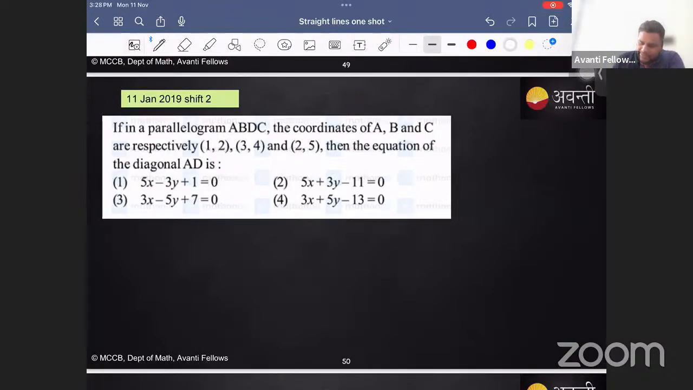So anyways, see, they are saying there is a parallelogram ABCD.